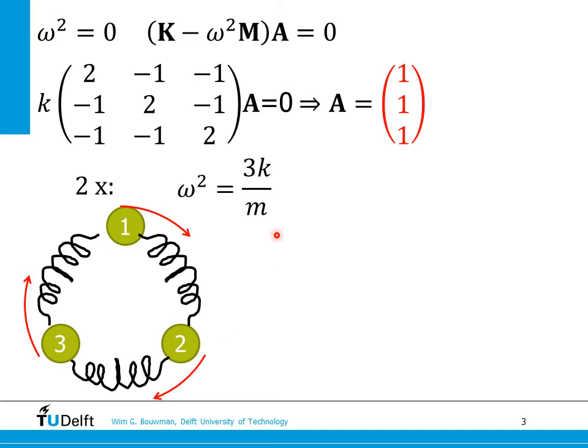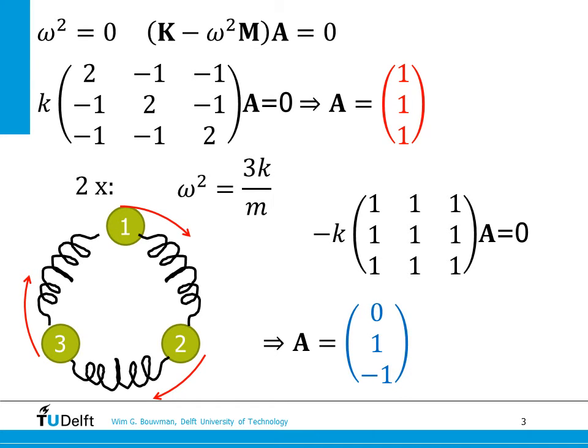If you fill in this value into this equation, then you get the following equation for the eigenvector. Now you can think of 2 solutions. It's always nice to make one of them equal to 0. If you have that, then the other 2 become antisymmetric. So this is, for example, a solution. This one corresponds with this one standing still, and the other two, one moving this way, the other one that way, the anti-symmetric vibration.